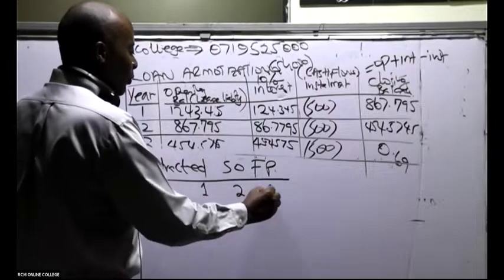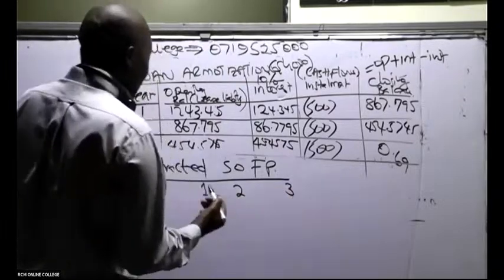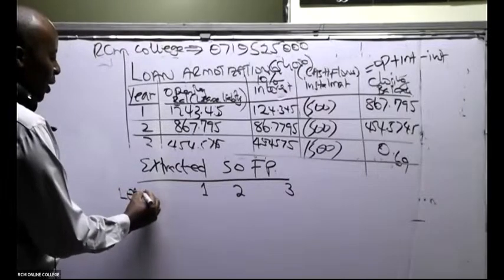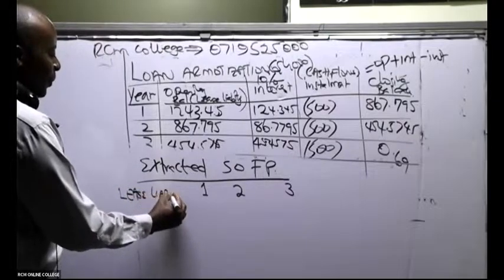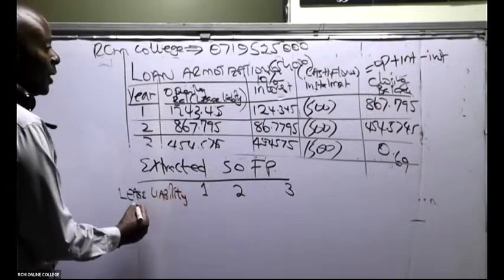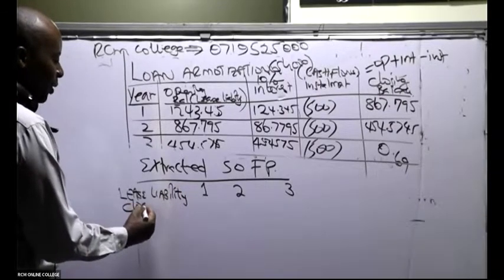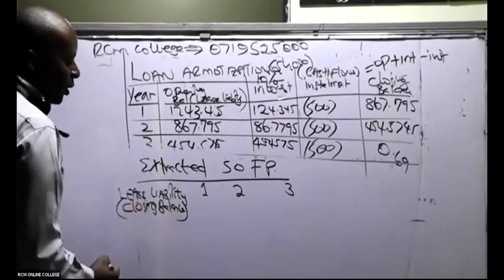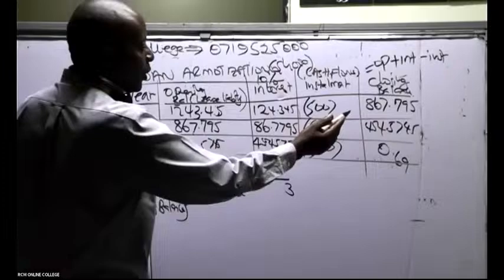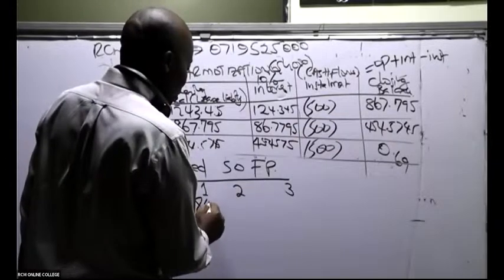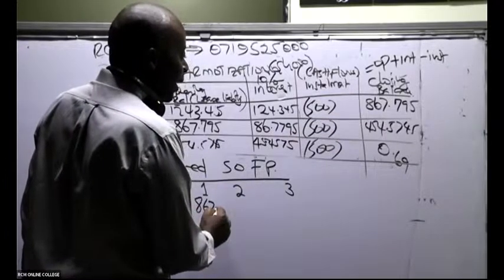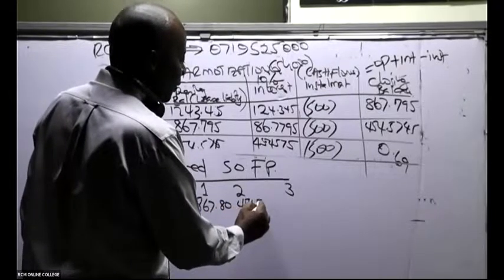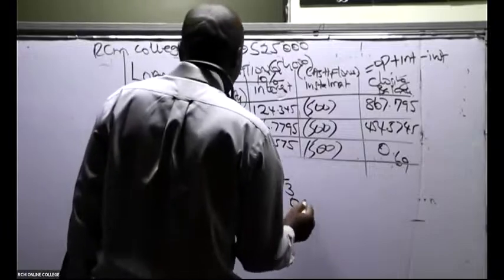And then of course we have here our lease liability. So lease liability, you simply take the closing balances. These ones, see, I round them off to 2 decimal places. 867.80. 454.57. 0.